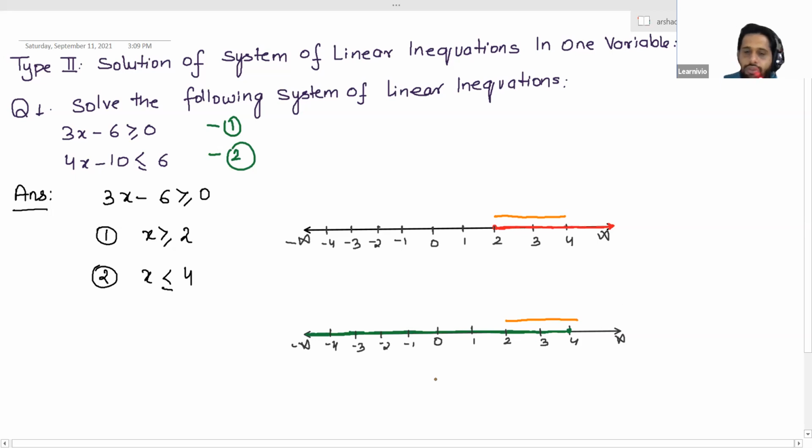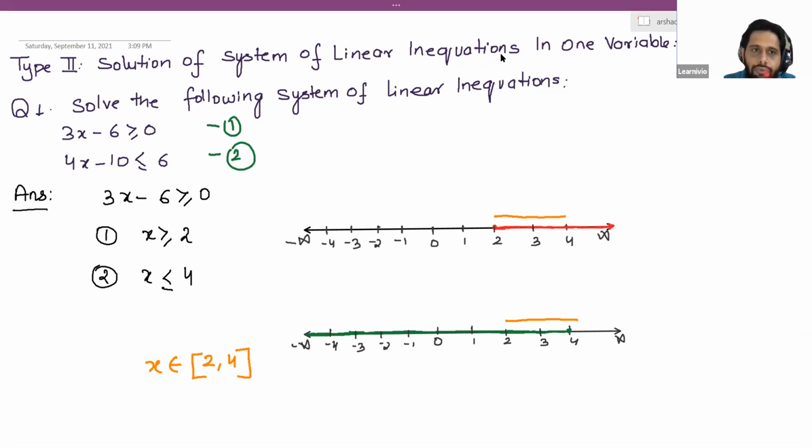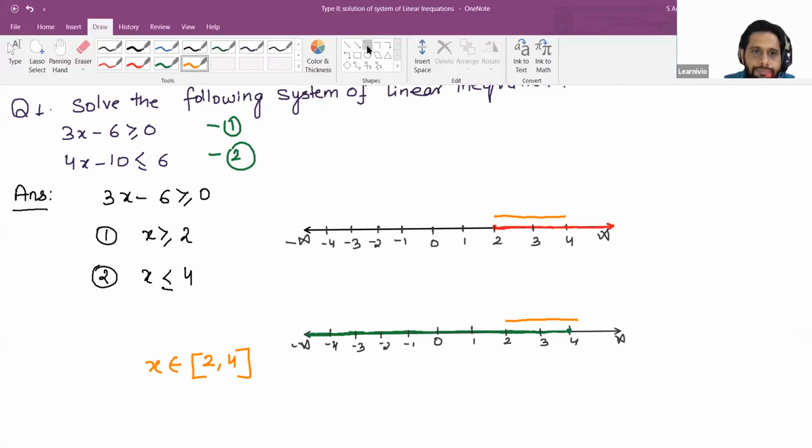Okay. So if we need to write the final answer, then our final answer is x belongs to 2 to 4. We don't need to write 2, 3, 4. Only 2, 3, 4 is not our final answer. The answer is from 2 to 4. We will include 2. We will also include 4.